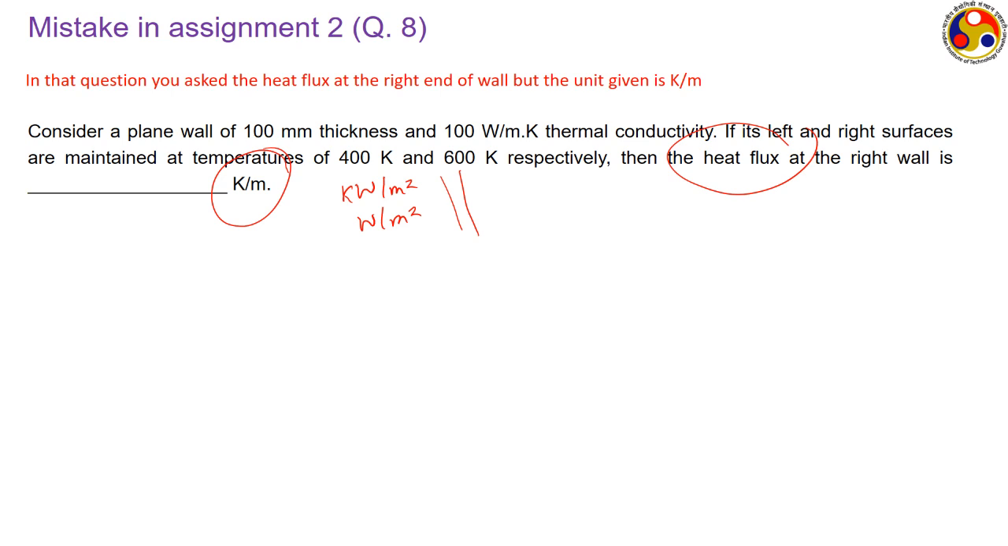Accordingly we have informed our NPTEL office, and the correction probably will be reflected in your scores very soon. And should I discuss the solution of this? Because it's a very straightforward problem.